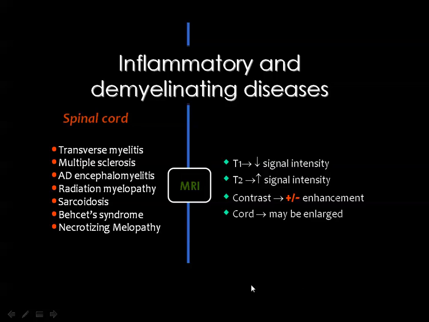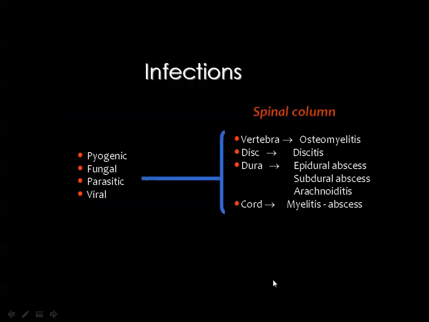These are the main causes of myelopathy, and as I have said, they always or almost always show the same MRI findings. Then in the vertebral column, the inflammatory organisms will lead to affection of the vertebral body, leading to osteomyelitis, inflammation of the disc, leading to discitis, inflammation of the inside of the spinal canal will result in epidural abscesses or subdural abscesses, or inflammation of the arachnoid membrane, leading to arachnoiditis. And finally, you got cord inflammation in the form of myelitis or intramedullary abscess formation.